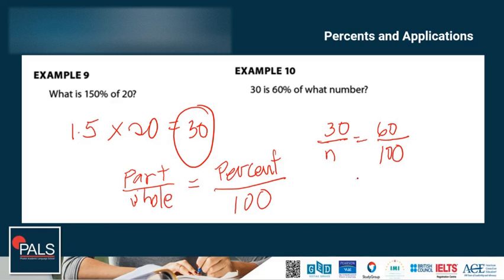So we have 60n equals 3000, then divide by 60. So n is equal to 50. And now let's proceed to our drill.